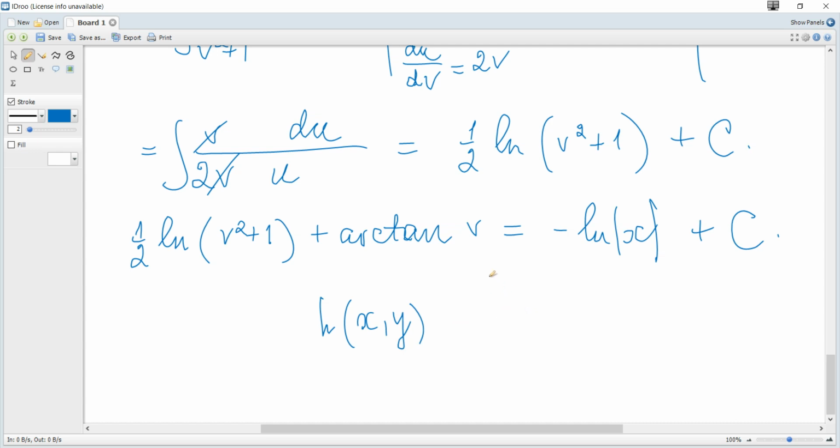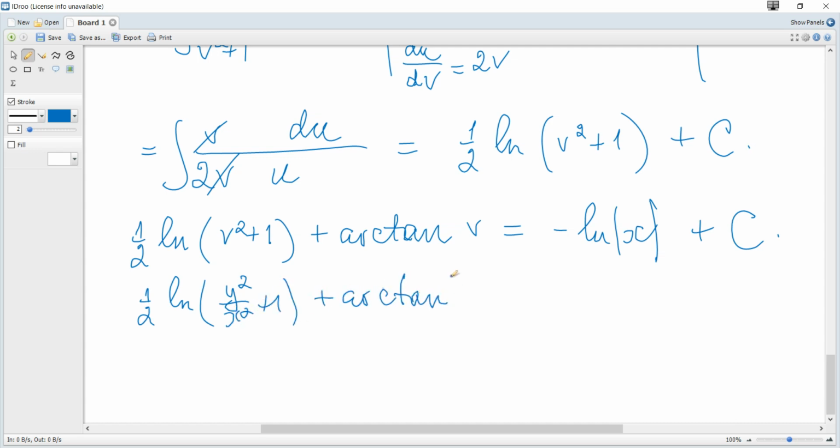So we need just move these to the left, and v is what, y over x, so it's y squared over x squared plus 1 plus arctan of y over x plus ln of the absolute value of x is some constant. So we can leave it like this, but in general it can be simplified.